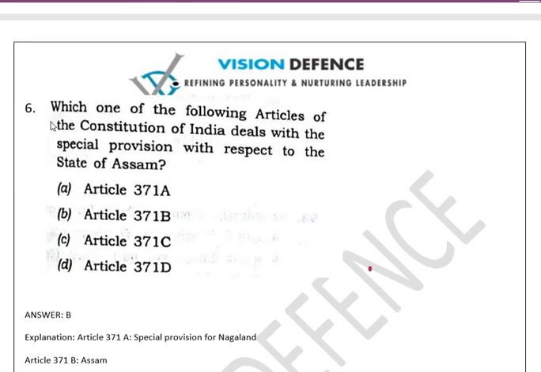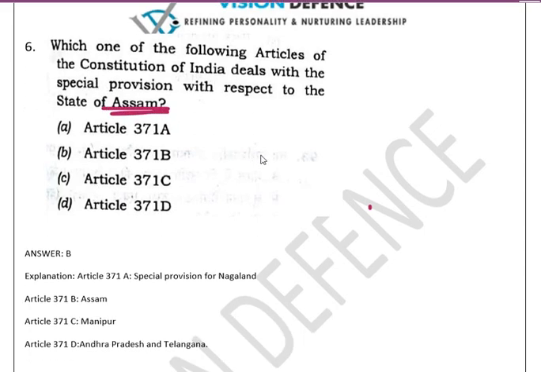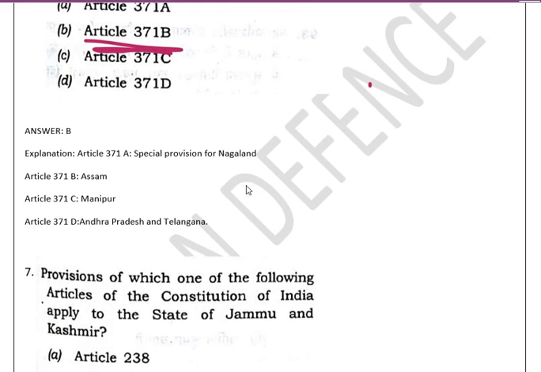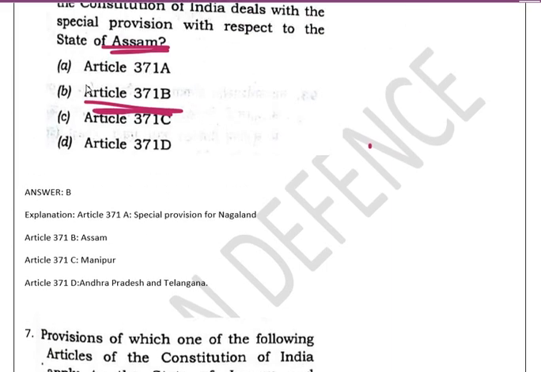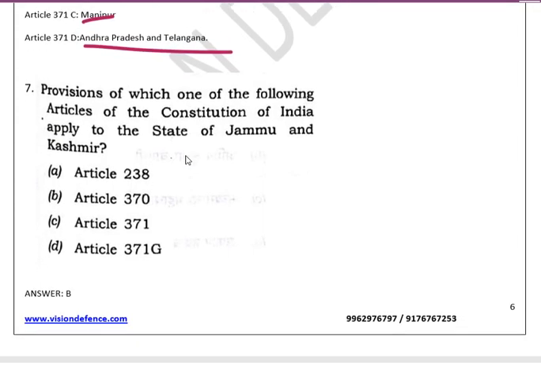6. Which of the following articles of the Constitution of India deals with the special provisions with respect to the state of Assam? It's a direct question. So the answer is 371B. The other articles: 371A deals with Nagaland, 371B is Assam, which we are saying, C is for Manipur, and D is for Andhra Pradesh and Telangana. So it's a direct question asked from the articles.